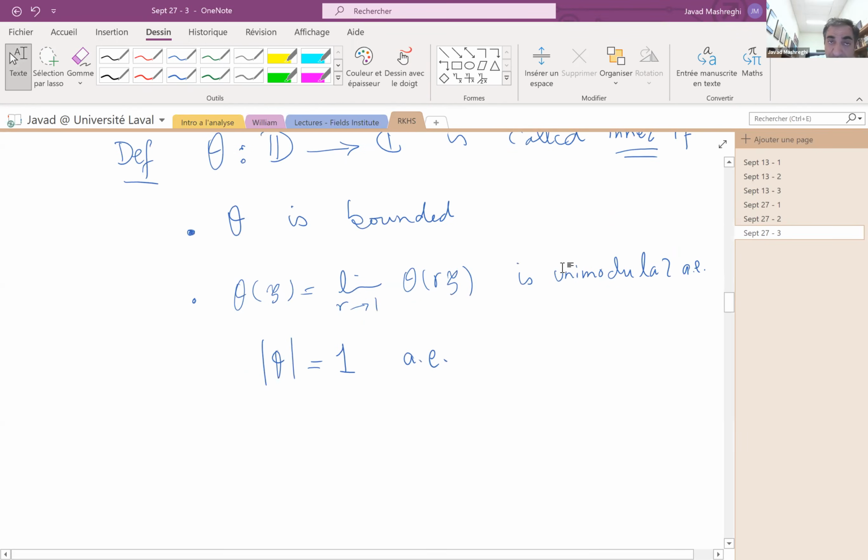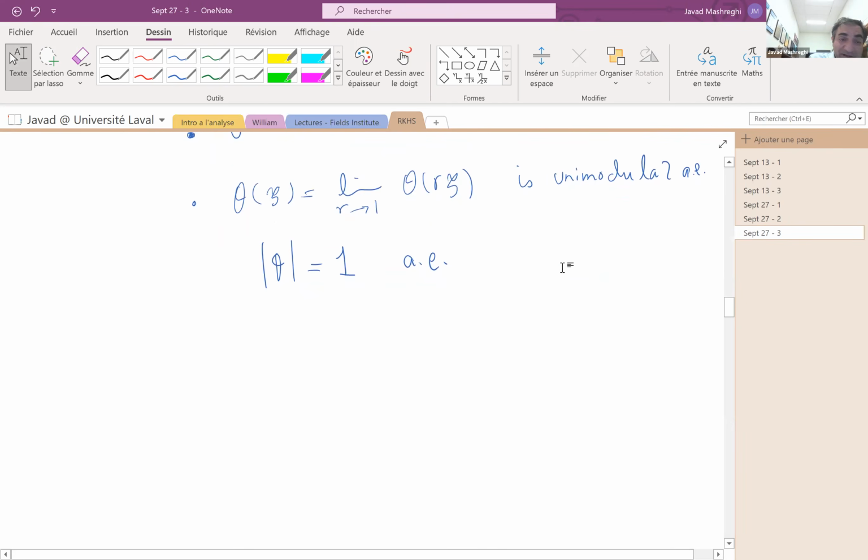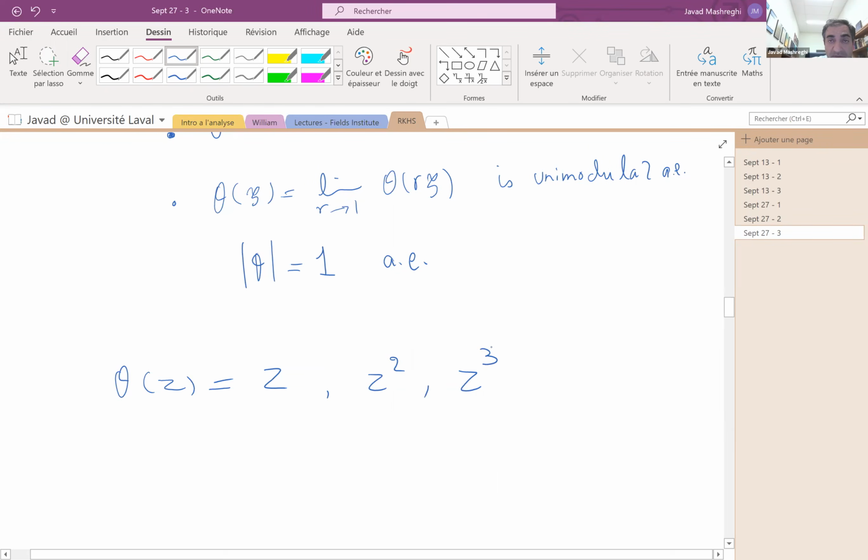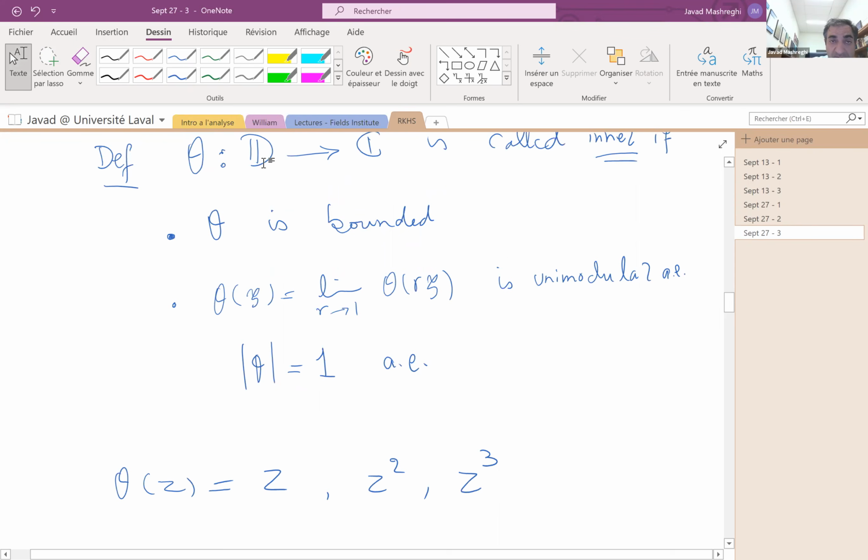But at least let me give an example, maybe the simplest one, of an inner function. The simplest one is theta of z equal to z, or z squared, or z cubed. As you see, all of them are bounded on the disk. And when we go to the boundary, zeta, or zeta squared, or zeta cubed, they are unimodular. So these are inner functions.